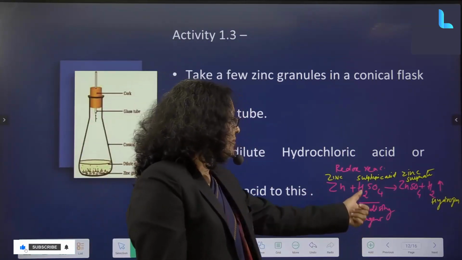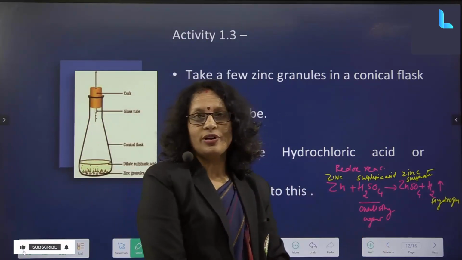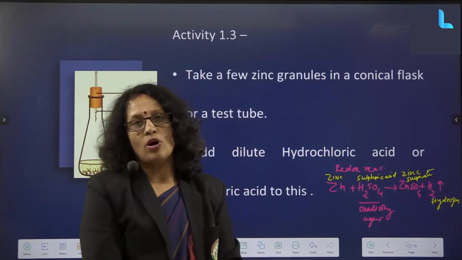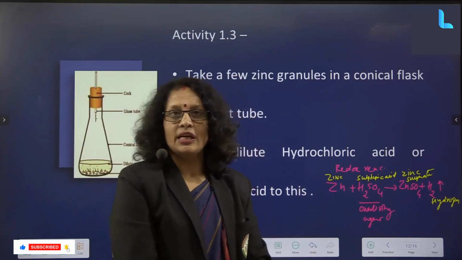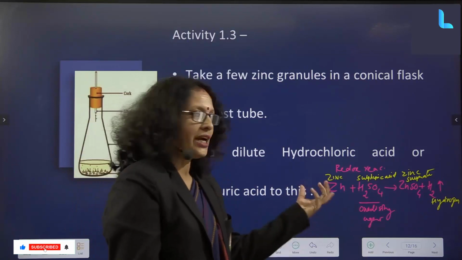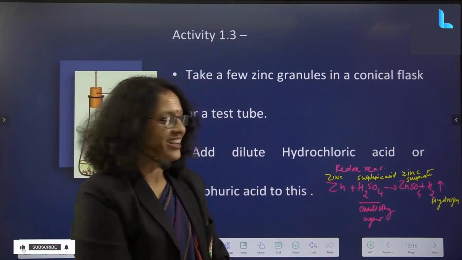Okay, so here sulfuric acid is acting as an oxidizing agent, and this process is called a redox reaction. Why? Because reduction and oxidation, two activities, are happening simultaneously here. Reduction means there is gain of electrons, and oxidation is loss of electrons. So we will study in more detail. Just for your curiosity, we are writing the reaction here.